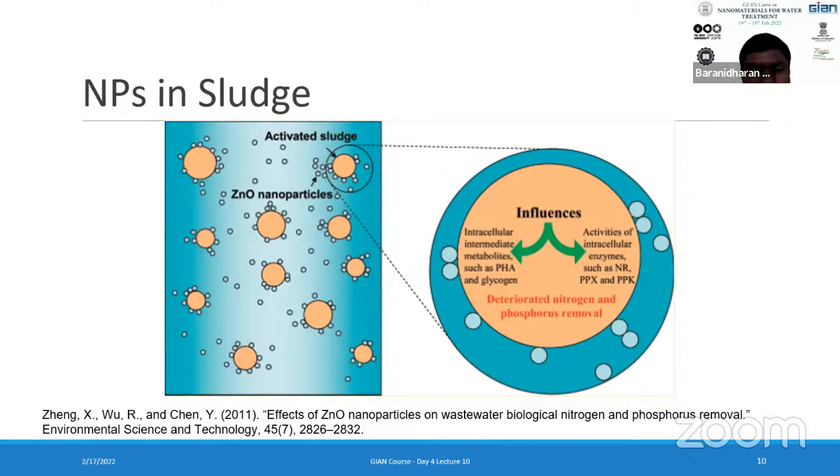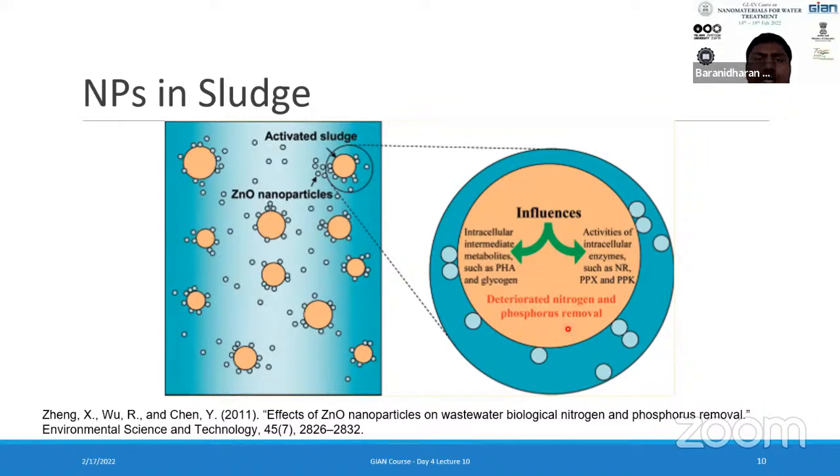In yesterday's lecture, we saw the mechanisms by which these nanoparticles get onto the cell wall, form ROS, rupture the cell wall, and interact with the membranes and everything. And when looked at, it was found that the inhibition of nitrogen as well as phosphorus removal, induced by the higher concentration, that is 50 milligram per liter, was due to the release of zinc ions.